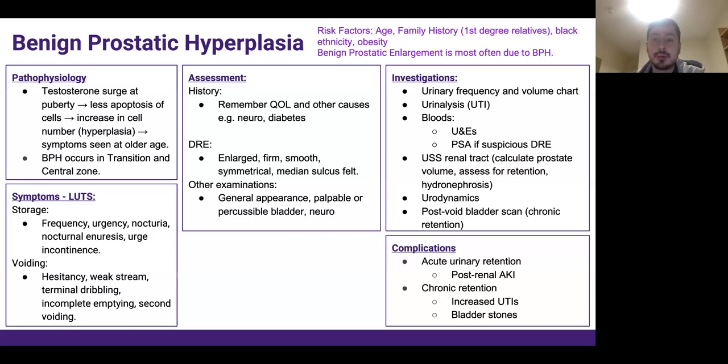How to investigate this? We always start with urinalysis. You want to do bloods to see if this possible obstruction that is BPH is affecting the renal function. And you might also want to do an ultrasound to get a better idea of the prostate volume, see if the bladder is enlarged because of retention, or if this back pressure is going all the way to the kidneys, causing hydronephrosis. So the main complications we've discussed is acute urinary retention, because BPH is a key post-renal AKI cause. Over a longer time, chronic retention is a complication.